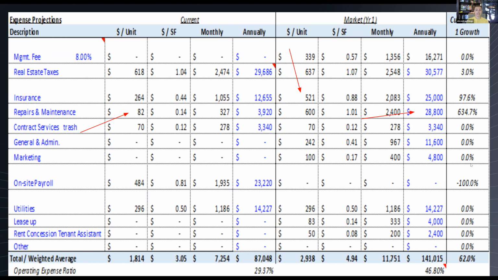Okay, next one, you can see the huge thing here with the maintenance and repairs. They're at $82 a door. This is real numbers, by the way. This is a real deal that we did. $82 a door per year for maintenance and repairs. Obviously, that's not realistic. This is a 1980s build, kind of C-class property. Hasn't really been taken care of well the last year or two. A lot of deferred maintenance. This should be at around $600 a door, between that $500 and $600 a door per year range.